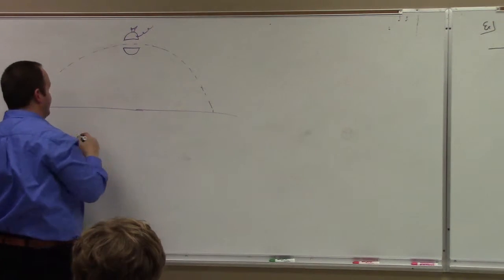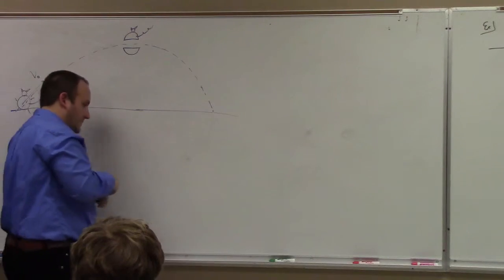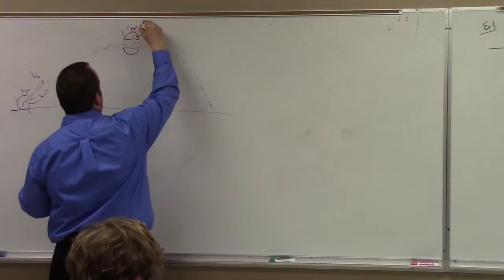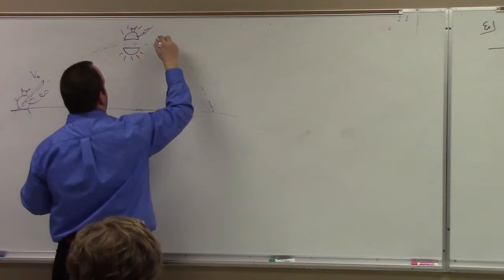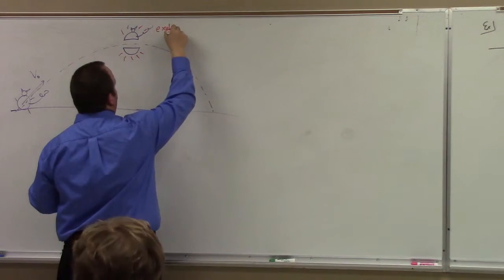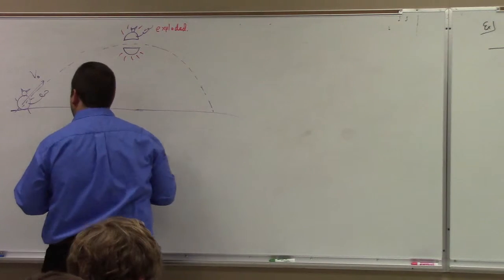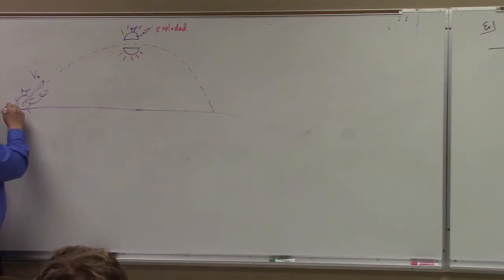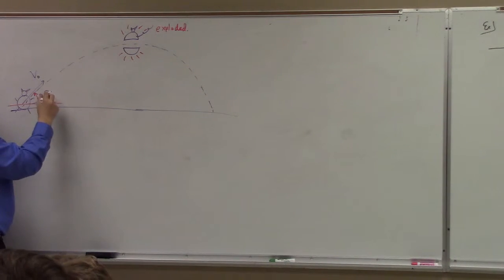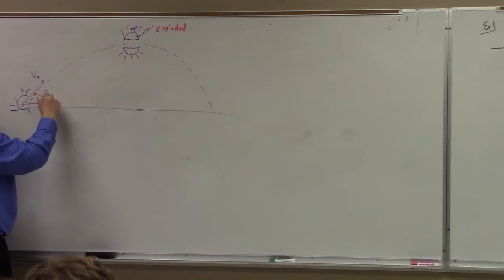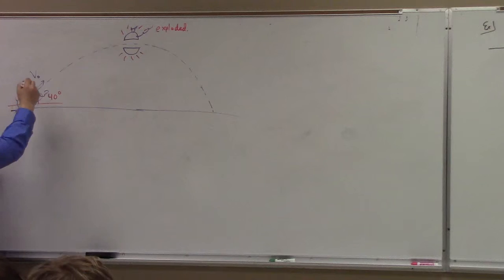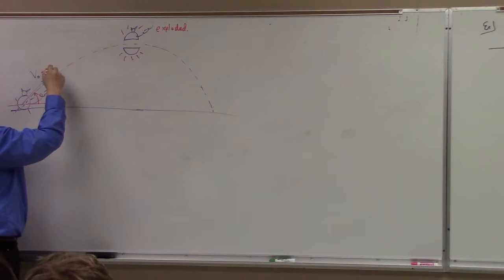All right. So imagine the cat explodes at the very top of the flight. Exploded. All right, so we can do some stuff. Let's say that this angle is, I don't know, 40 degrees. And suppose the initial speed is, I don't know, 1,000 meters per second.